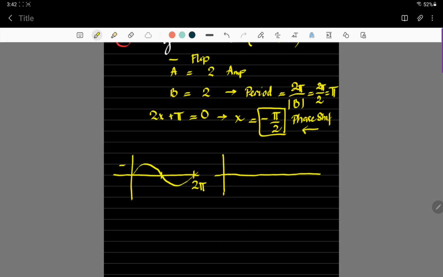Okay, what's my period now? It's pi. Right, so it's smaller. You see, this is right here my period. Okay, so that is my period. So it becomes pi instead of 2 pi.